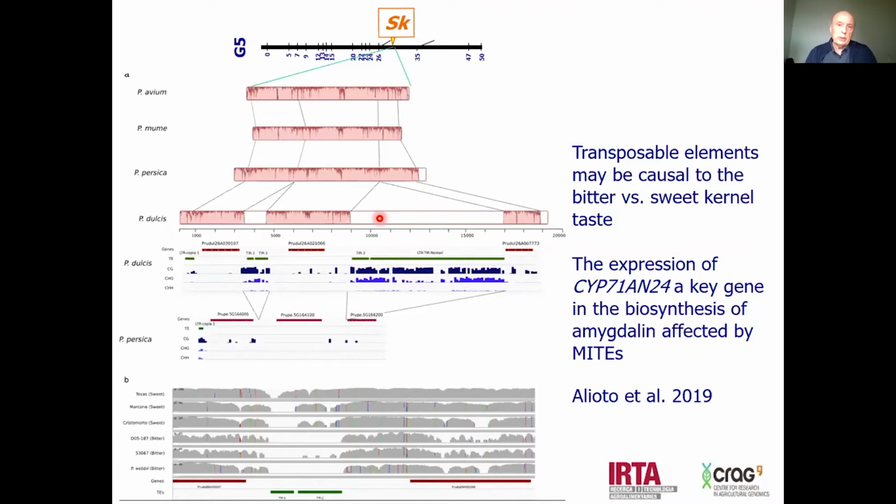Transposable elements were also important in other respects, and actually they were essential in the determination of one of the main characters of almond, that is the bitter versus sweet almond taste. This is the key domestication character, and we found that the expression of an enzyme in the biosynthesis of amygdalin, the principle that produces the bitter taste, was very low when certain insertions of MITEs were produced in the upstream region of this particular gene.